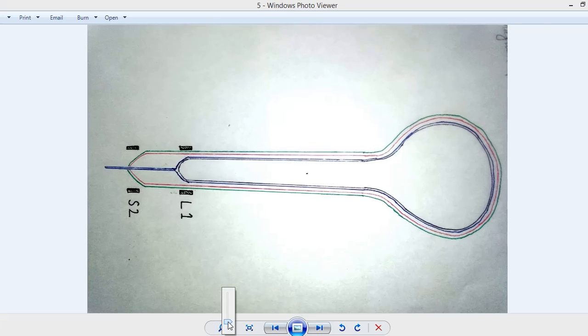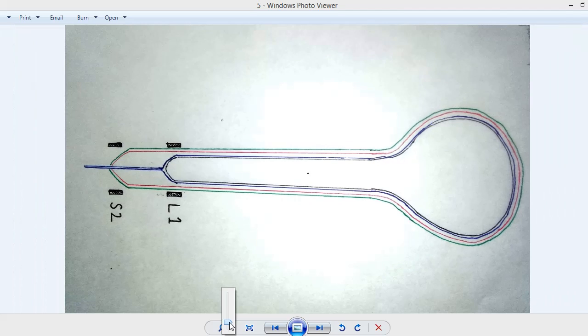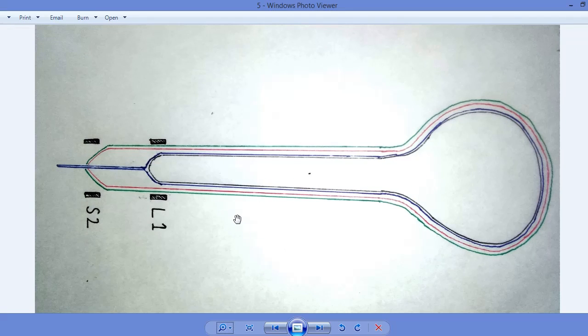Now we can see over here that the spinal cord is extended up to the L1 portion of the vertebral column. So this part of the spinal cord is called conus medullaris.